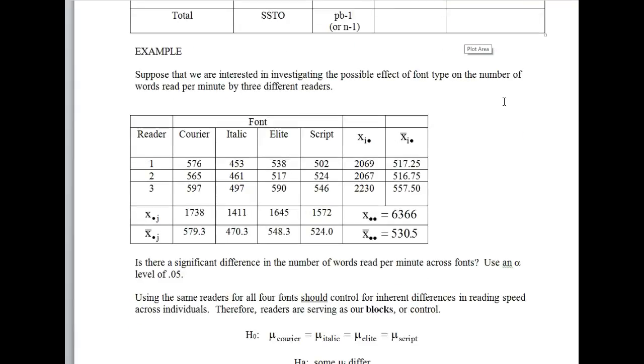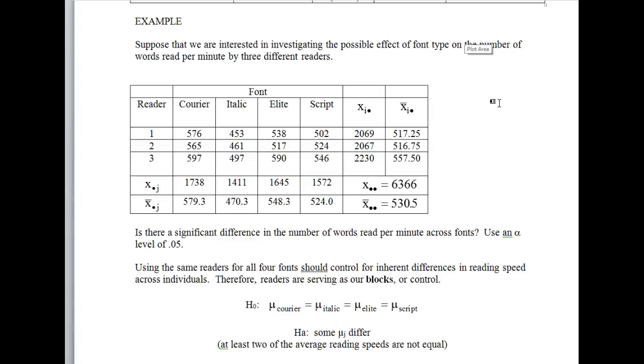Okay, so let's read this example and then we're going to compare it to the first example that we did and see if we can kind of glean any information. Example, suppose that we are interested in investigating the possible effect of font type on the number of words read per minute by 3 different readers. Okay, so now if we look inside of this table, we have a total of 12 data points in here, right? In our last example, we also had a total of 12 data points.